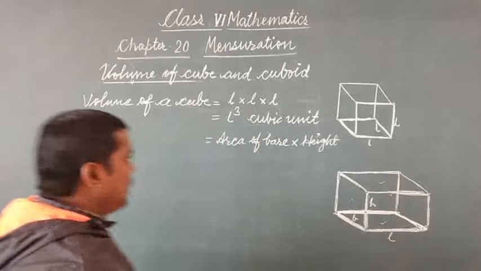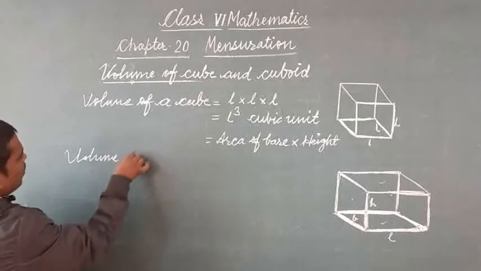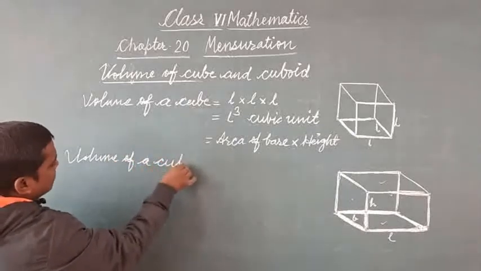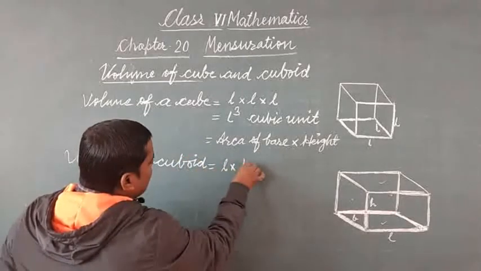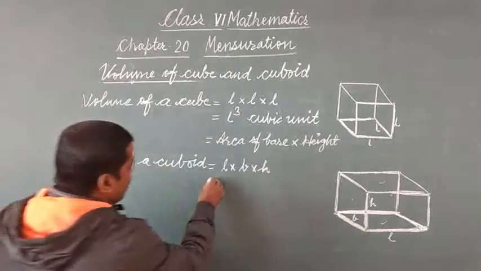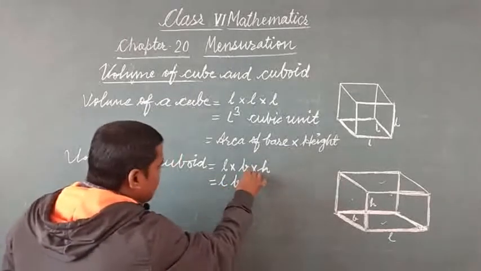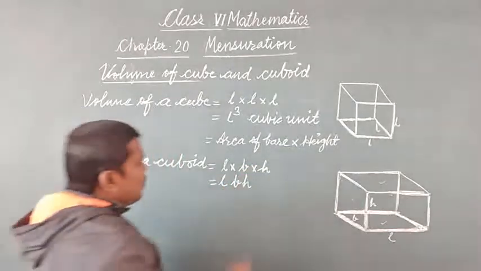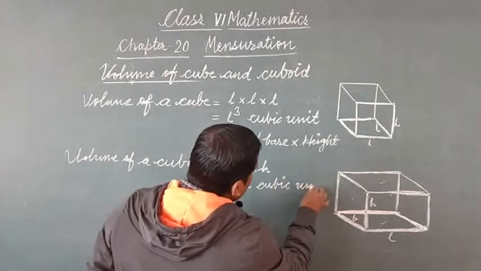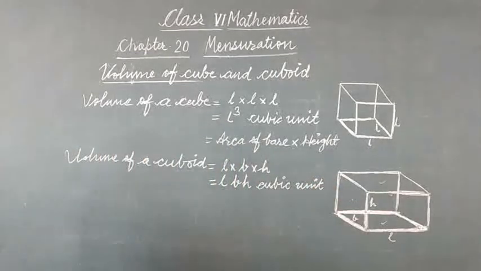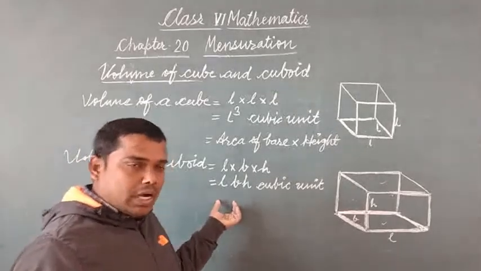Similarly, volume of a cuboid is equal to length into breadth into height, and in short we write LBH. Length multiplied by breadth multiplied by height, cubic unit. We write here cubic unit. So this is the formula to calculate volume of a cuboid.